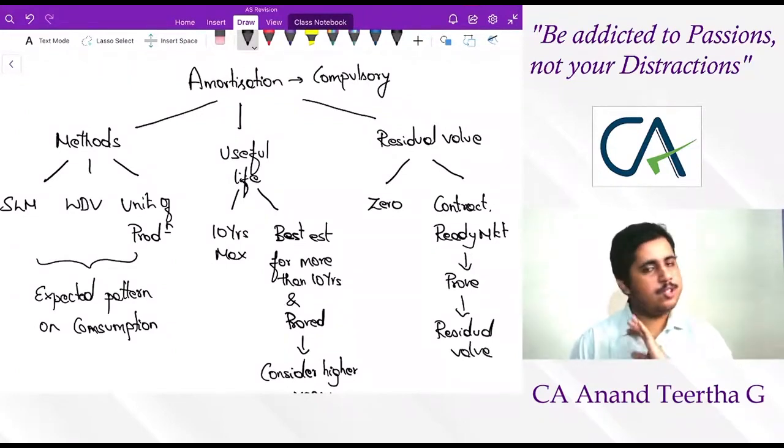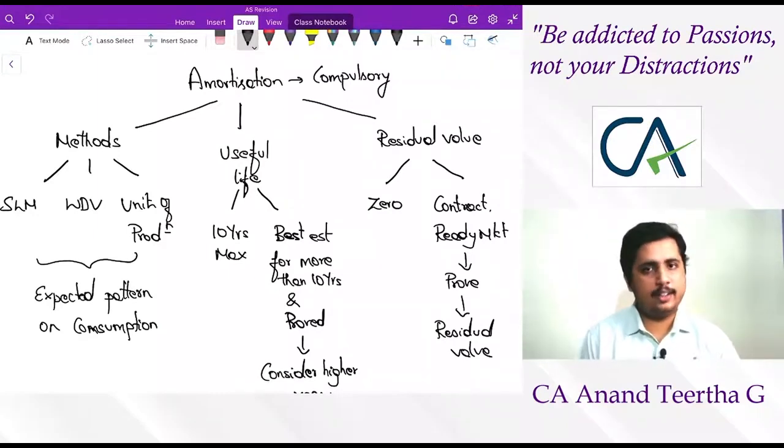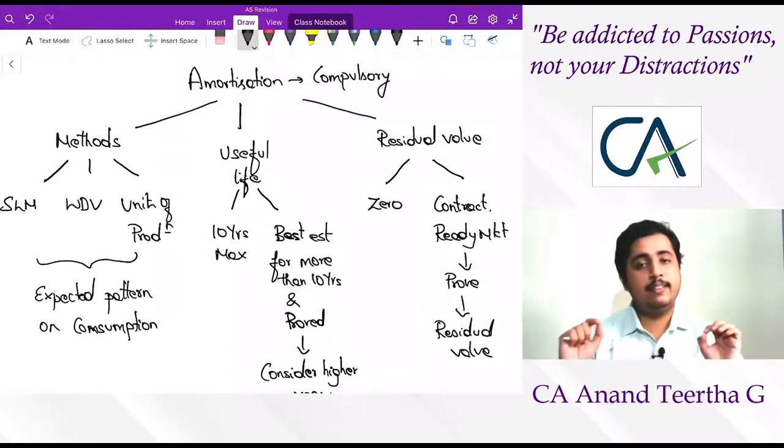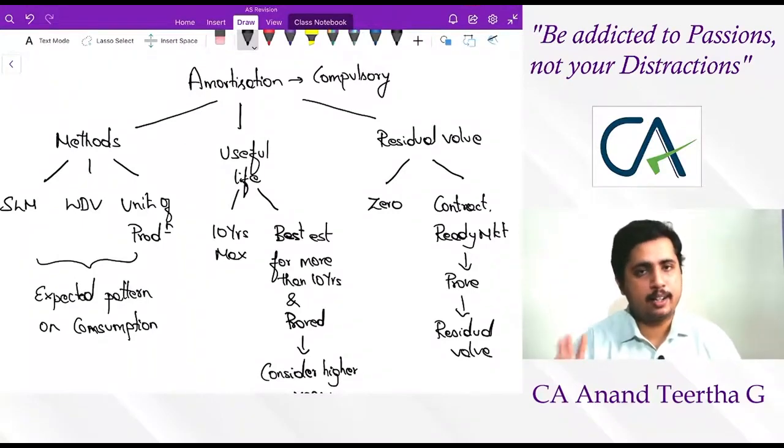So residual value is normally 0, but if there is an outside contract already, where a third party has already guaranteed that I'll give you 20,000 rupees, or there is a ready market and you can prove that ready market, then consider that as a residual value. Otherwise, it's always 0. Okay.